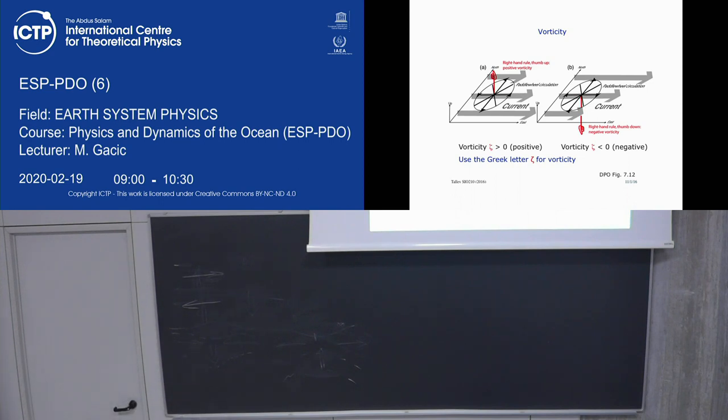Okay. So now we can interpret what I have told you before simply in terms of the Ekman transport. We can interpret all these things in terms of the vorticity conservation, in terms of the vorticity equation and vorticity concept. So the vorticity concept really helps us to understand and to describe the movements in the ocean, but also in the atmosphere as well.